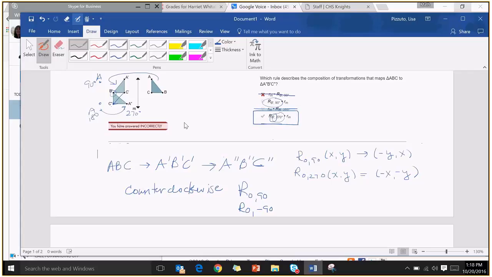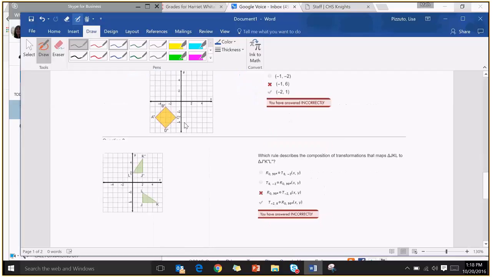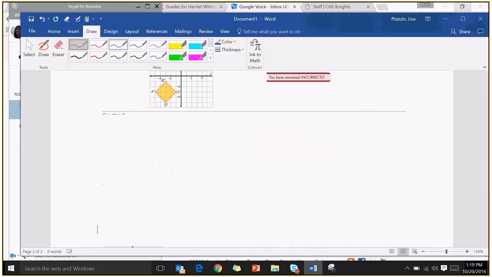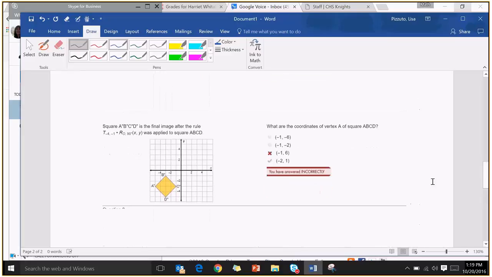Okay, so now let's look at this next one here. I have to grab the pointer before I can hit return. Now can you see that problem okay? Is that clear?